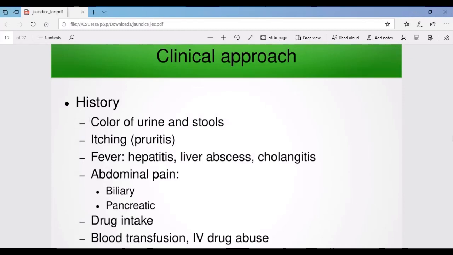Why? Because we mentioned that the color of stools is in part caused by stercobilin. So presence of dark stools means there is stercobilin, and that means there is no obstructive jaundice. While in obstructive jaundice, there is no stercobilin, and the stools get pale in color. So absence of stercobilin in obstructive jaundice causes pale stools and dark urine. We also ask about itching.